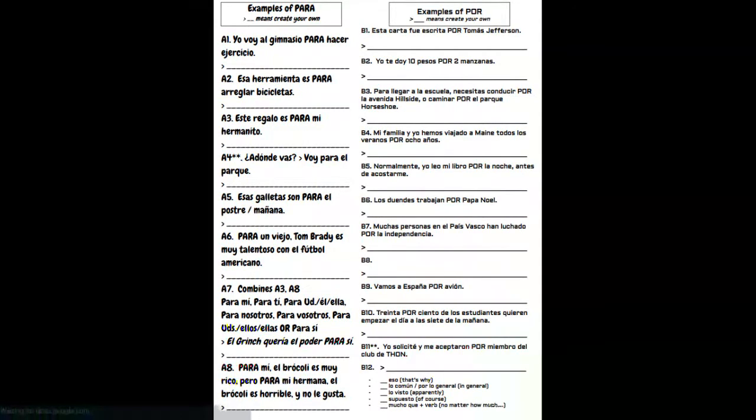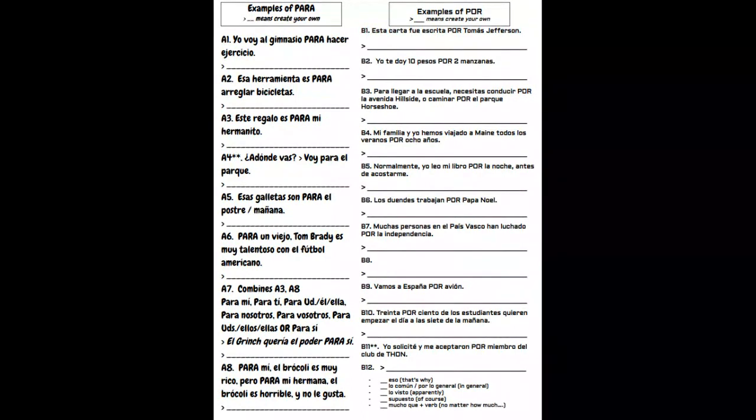Another example, A2 there, right? That tool is for fixing bikes. Esa herramienta es para arreglar bicicletas. So you use para to express the special use of the object.